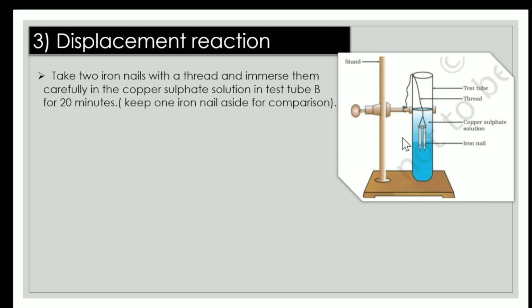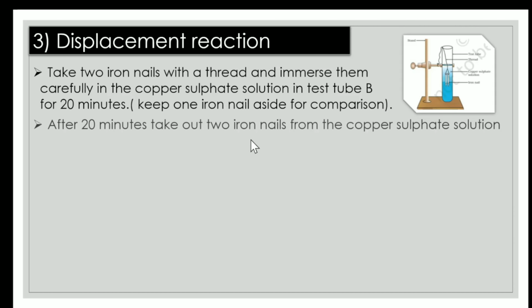Okay, we have three iron nails. Two are immersed into the copper sulfate solution and one iron nail is kept aside for comparison. I think you got it right. Two iron nails are in the copper sulfate solution in test tube B. One iron nail is kept aside for comparison. After 20 minutes, take out the two iron nails from the copper sulfate solution.